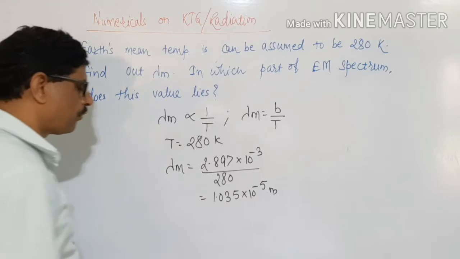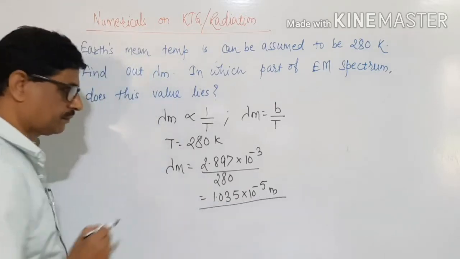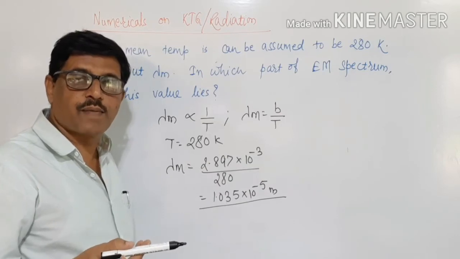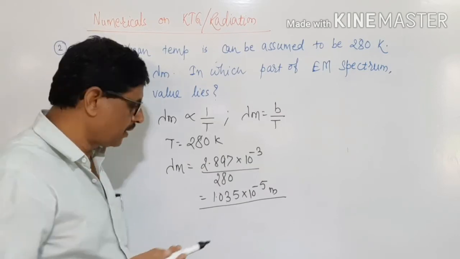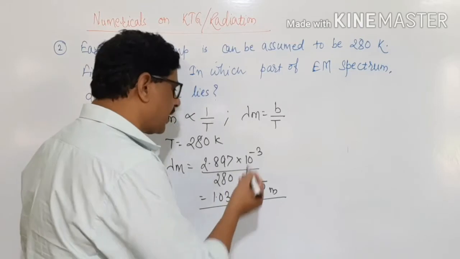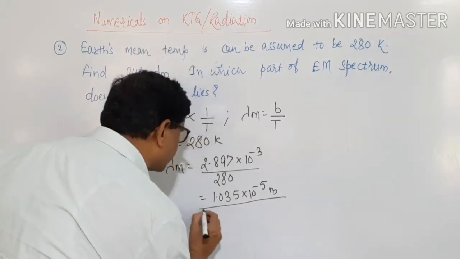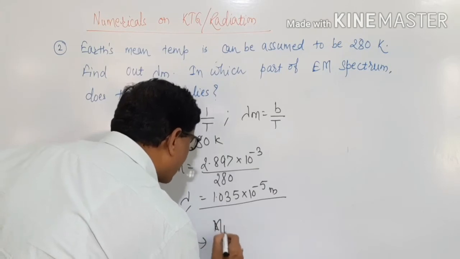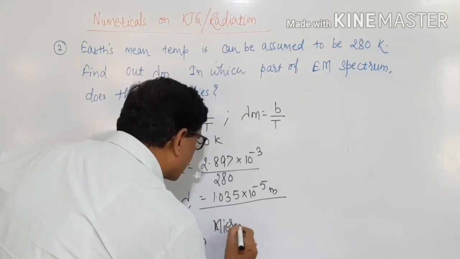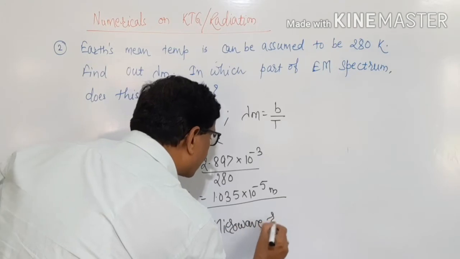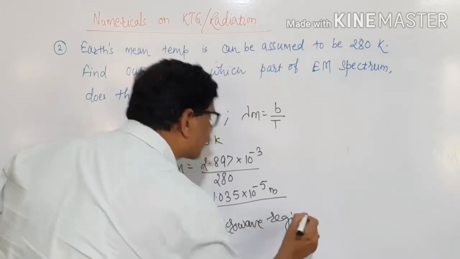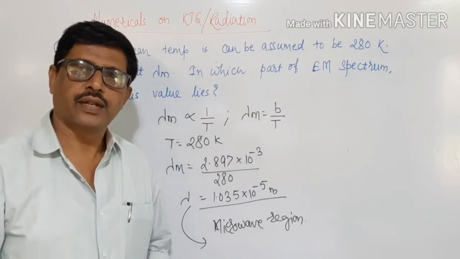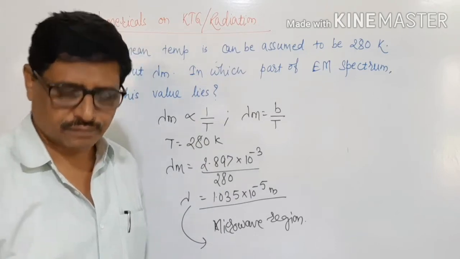This is the value of the wavelength of radiation at which the maximum amount of radiant heat is emitted, and this value lies in the microwave region. This lambda lies in microwave region. This is the answer for the given numerical. Hereafter we will go for the next one.